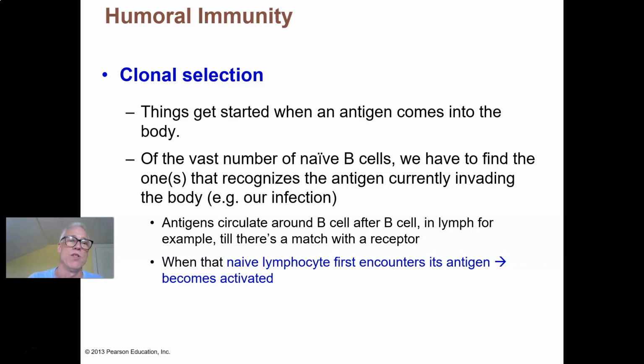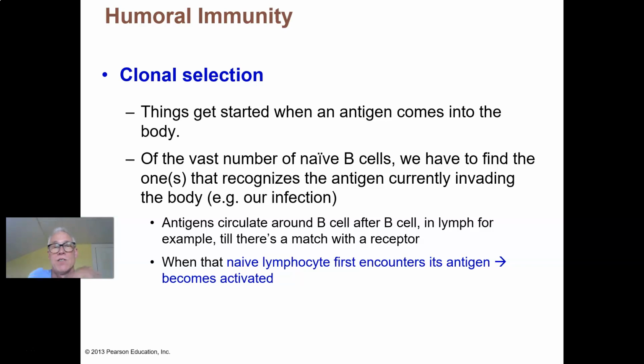Now an infection comes into the body and it has some foreign substances on its surface. We need to find a B cell whose receptor recognizes that particular antigen or the antigenic determinants. So that's the process of clonal selection. We've got to shop around the antigen until it comes in contact with a B cell that does recognize it, and then that B cell will become activated.